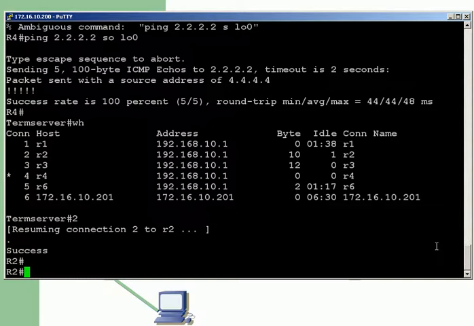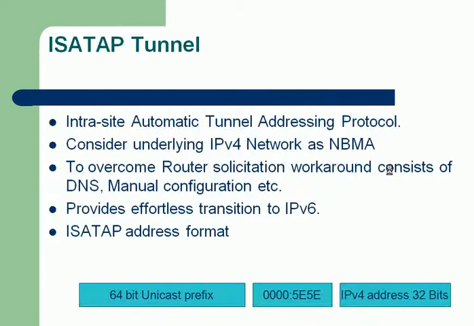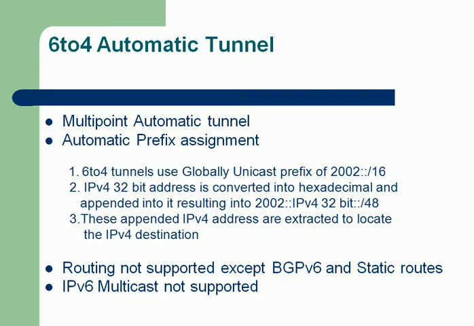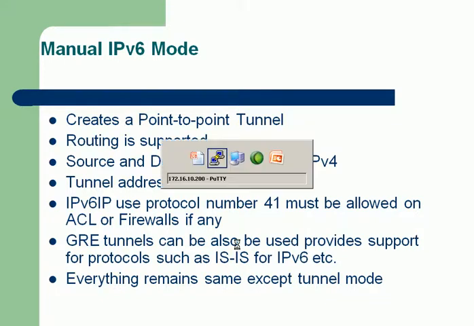Now I'll start with the tunnel configuration. We are starting with IPv6 manual mode. Just to show the steps which are involved over here. We will be configuring source and destination as IPv4, which are going to act as a tunnel header. And the IPv6 address must be configured on the tunnel interface. So it is going to just act as a continuation of your IPv6 topology. Fine.